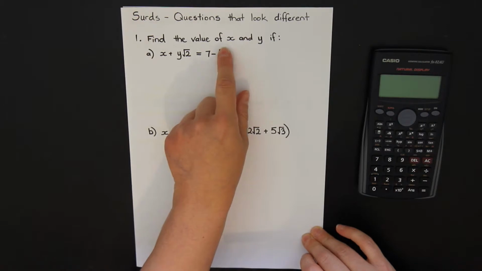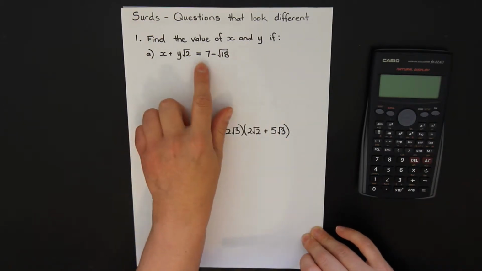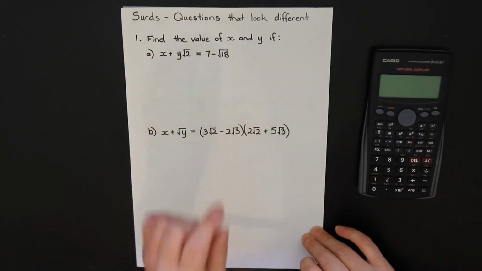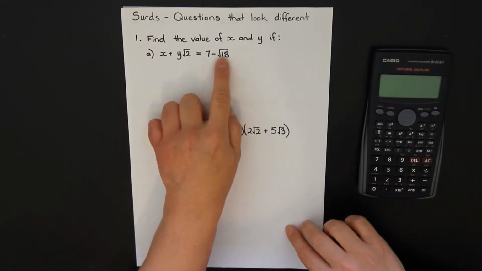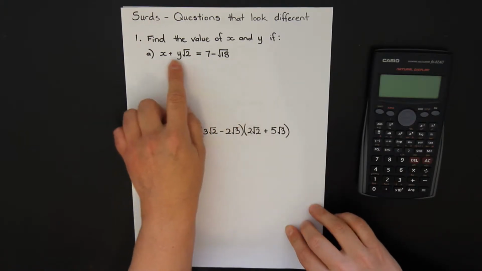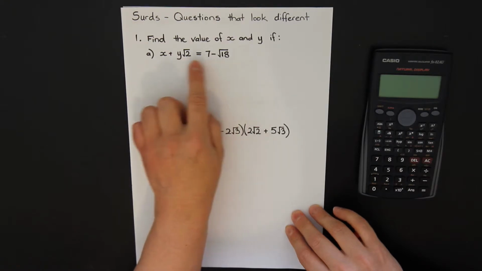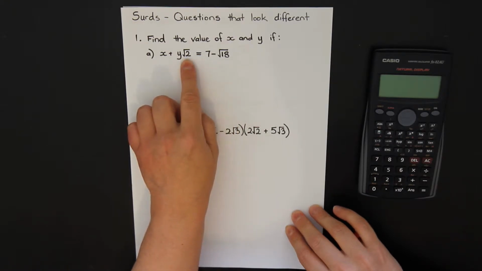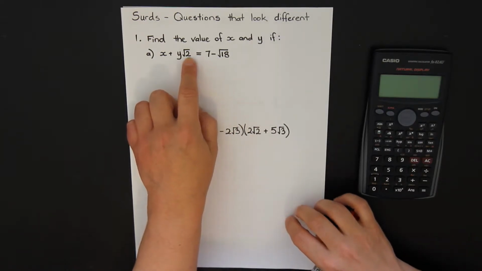Find the value of x and y if x plus y square root 2 equals 7 minus square root of 18. So what we want to do is to make this look like this side of the equation. To do that, let's look at the square roots. I have a square root of 2 on this side and a square root of 18. So I need to simplify this to make it look like that.